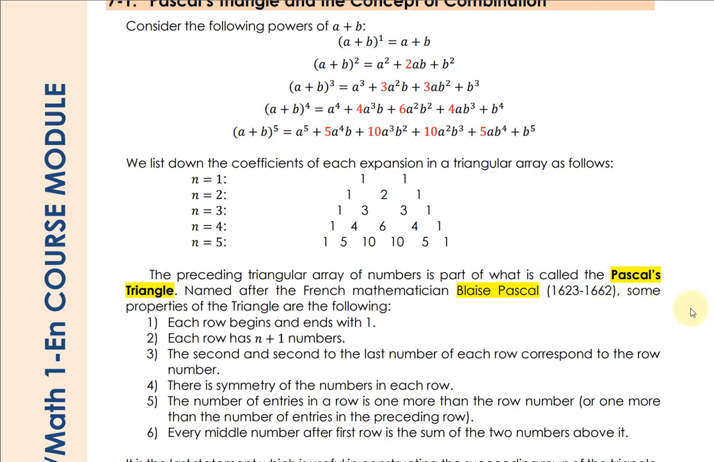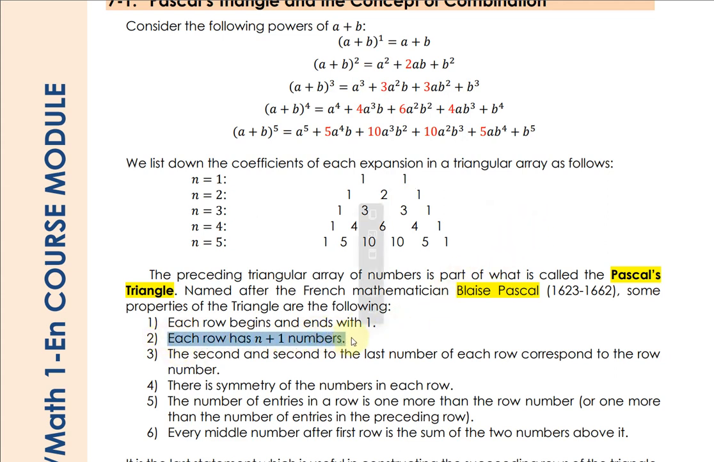These Pascal's triangle have properties, and these are: first, each row begins and ends with 1. So for row 1, it starts with 1 and ends with 1. In row 2, it starts with 1 and ends with 1. So that is one property of Pascal's triangle.